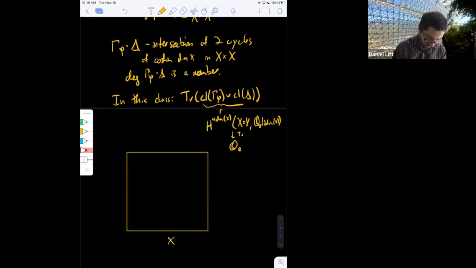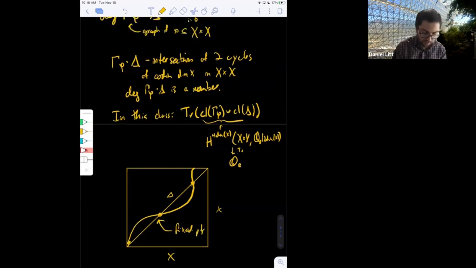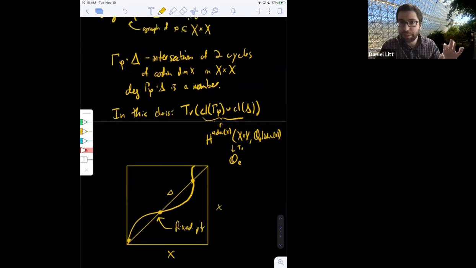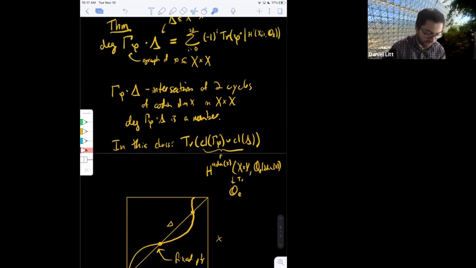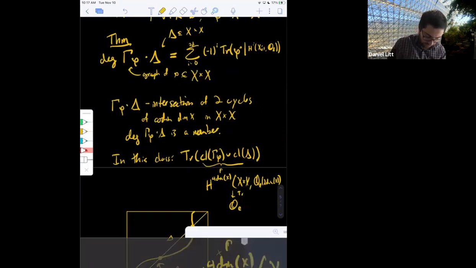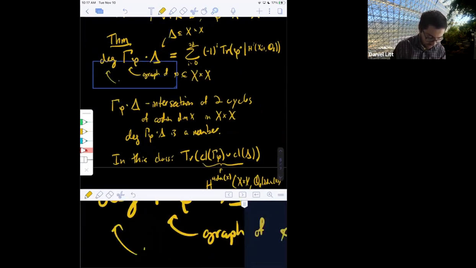So here's X cross X. Here's the diagonal. Then the graph of a map looks something like this. What are these intersection points? These are the fixed points. In the situation where there are finitely many fixed points, we can just compute this intersection literally by intersecting and counting multiplicities. So what you're supposed to think is that this is the number of fixed points.